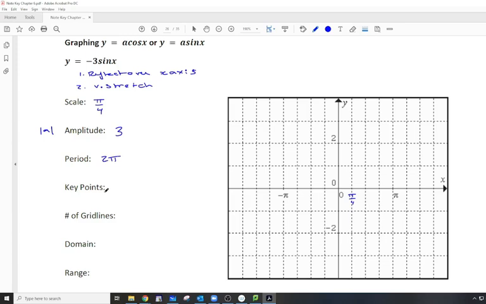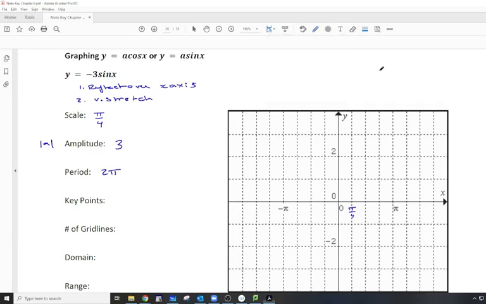Now there's this thing called key points. So first off, I'm going to graph a basic sine curve. So I'm not going to do the transformation yet. I'm just going to say, what does a basic sine curve look like? Well, a basic sine curve starts at 0, 0, and then at pi by 2, which is 2 grid lines, halfway to pi, we go up to 1, and then we go back down to 0, down to negative 1, back up to 0. And it would do that on the other side as well. So this is your regular sine x graph.